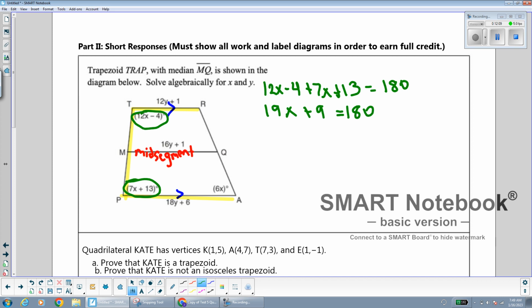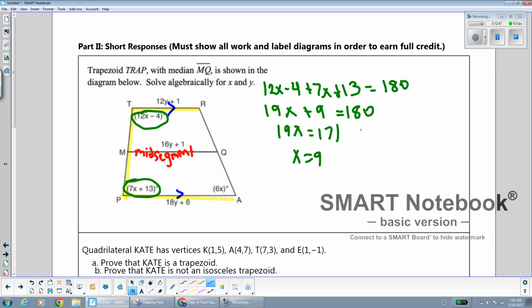And keep in mind, anytime you have any trapezoid, the upper base angle and the lower base angle directly below it will always be supplementary because they'll always be same side interior angles. Okay, subtracting 9 from both sides, I have 19x is equal to 171. Dividing by 19, I have x is equal to 9. Okay, now solving for y. So y is in the lengths of the sides, not the angles like x was. So we have a midsegment, and I know that the midsegment of a trapezoid is the average of the bases, or half the sum of the bases.